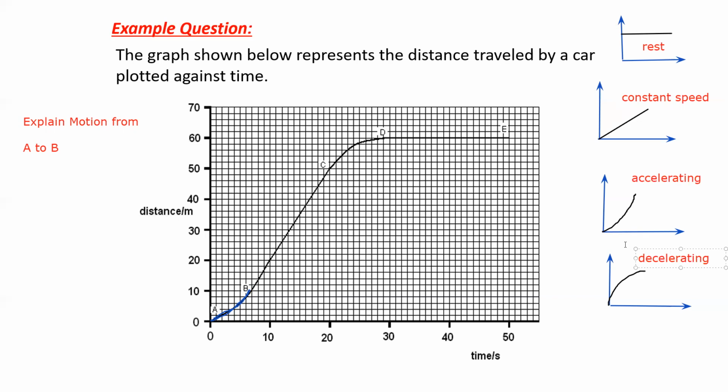So from A to B, as you can see, the slope is increasing. So you can say that this object is accelerating, or acceleration is there from A to B. That's right. Good. What is happening from B to C?